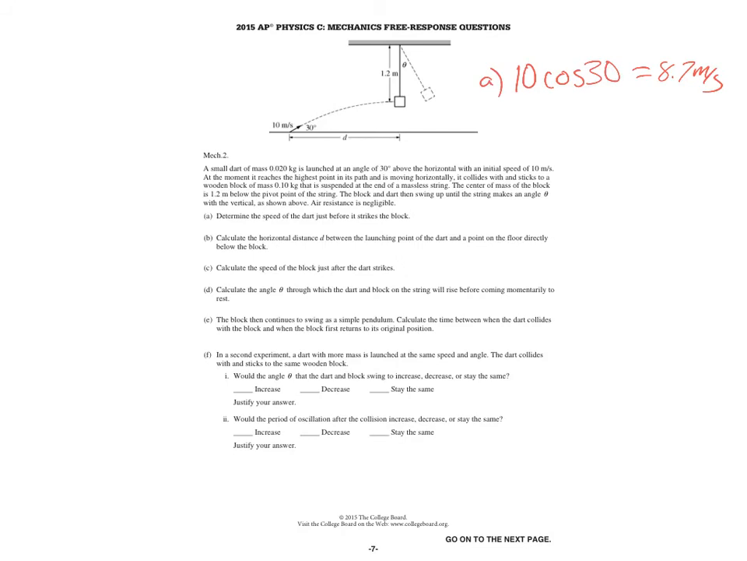For part B, calculate the horizontal distance d between the launching point of the dart and a point on the floor below. Okay, so there's a couple things we can do here, but I'm going to do this. Basically, v naught y over 10 is equal to the time to the top, since it's at its highest point there. So 10 sine 30 over 10 is equal to t to the top. This is v naught y over 9.8.